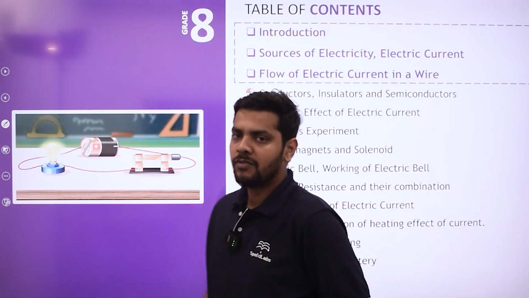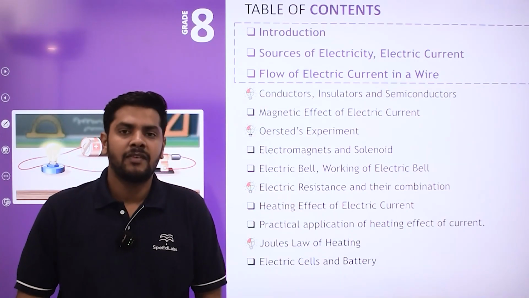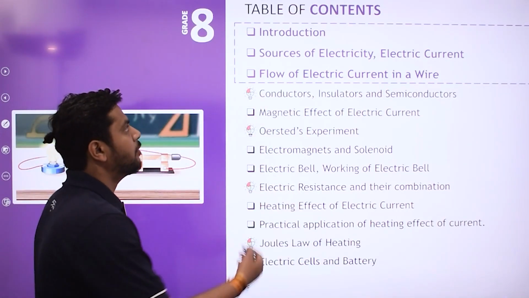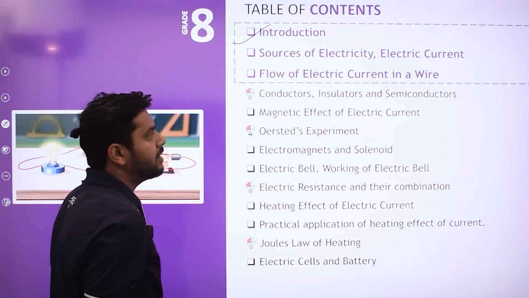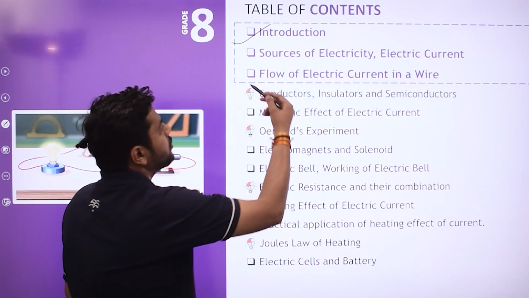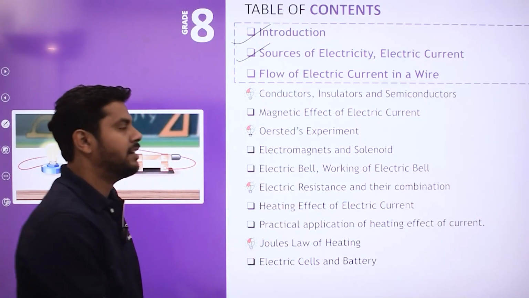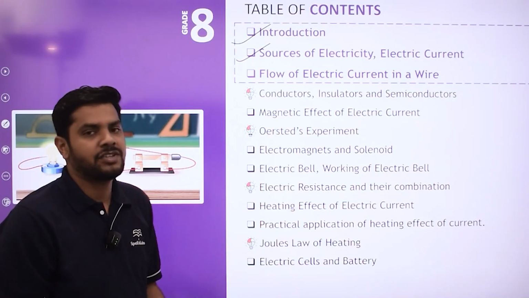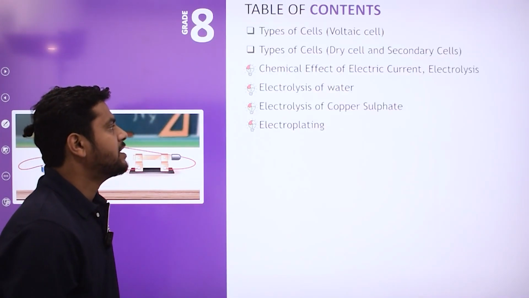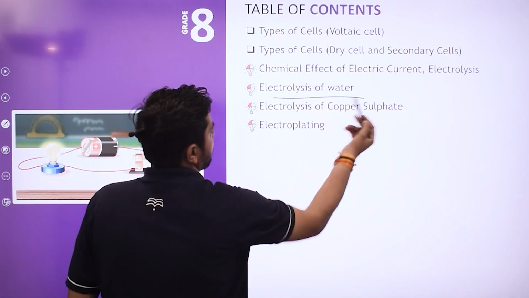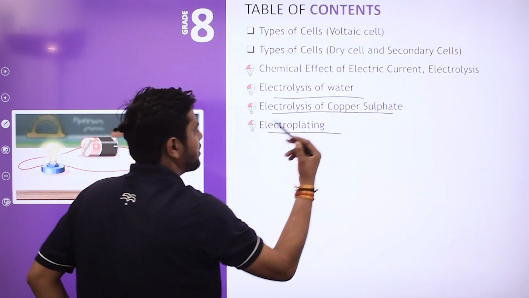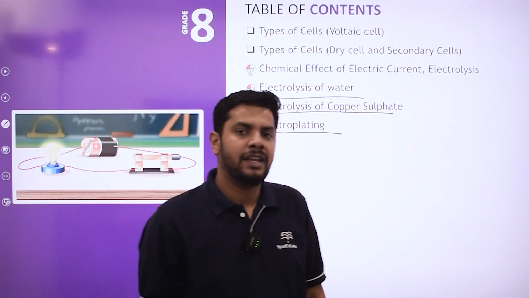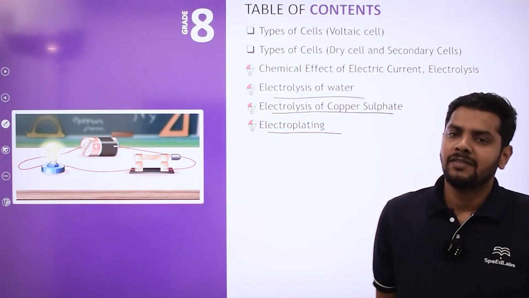So this is your table of contents. You can see here we will be starting our chapter by learning a basic introduction to electricity, that is, what is electricity, sources of electricity, electric current, flow of electric current in a wire, and all of the topics which are mentioned here. And we will end our chapter by learning about electrolysis of water, electrolysis of copper sulfate, and the process of electroplating. So let's start our lecture.